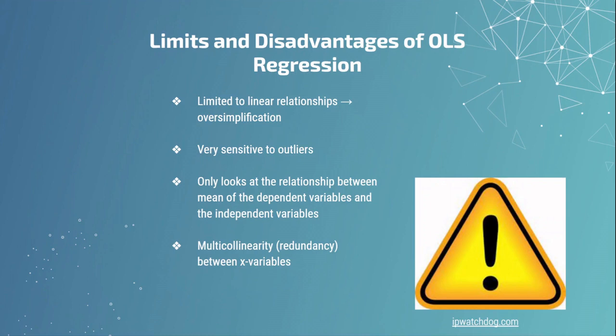Furthermore, another limitation of linear regression is that since it is based on a line of best fit, it's only looking at the relationship between the mean of the dependent variables and the independent variables. When I say mean, I mean that linear regression is completely based on a line of best fit, and a line of best fit is inherently an average. It's an average of all your training data, and it's making predictions based on that average.